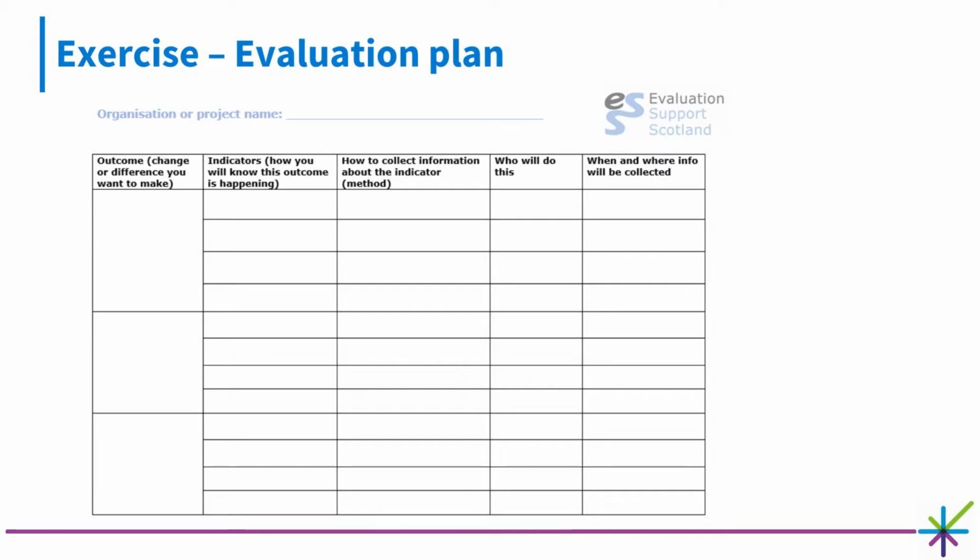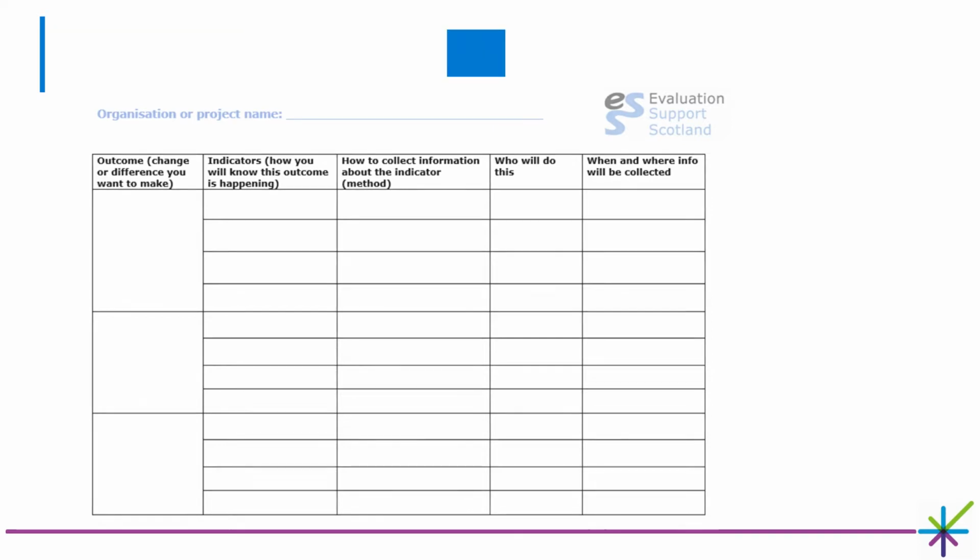You will need about 4 indicators for each outcome. At the moment, just focus on the first 2 columns. We are not choosing methods yet. You may be able to come up with some indicators for the medium-term outcomes, especially if you see that change happens with the people you support.